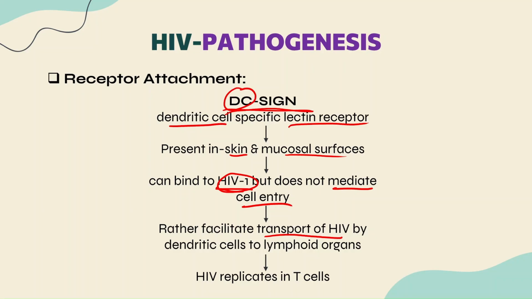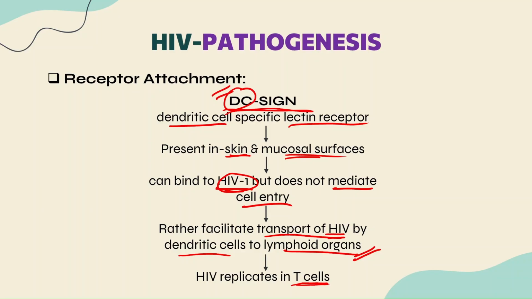So if the person is getting in contact with HIV via the skin or the mucosal surface, it is the DC sign receptors which are going to transport the HIV from the skin via the dendritic cells to the lymphoid organs, guys. And it is in the lymphoid organs where the HIV is going to multiply and gain entry into the body, guys. And it will result in the disease.